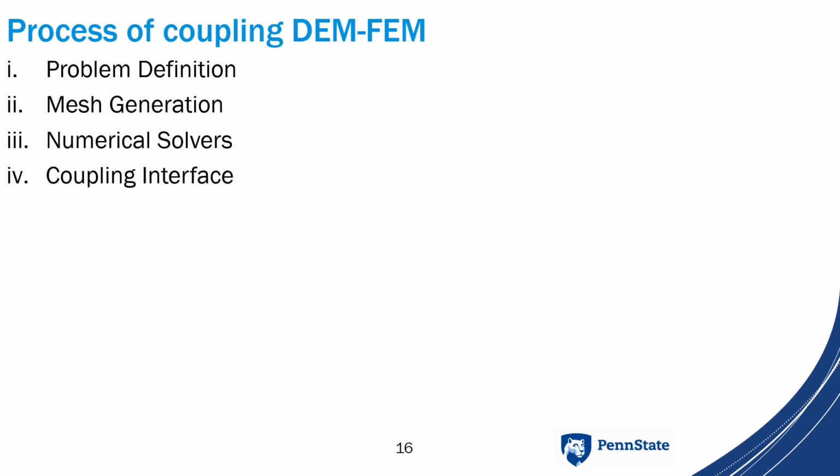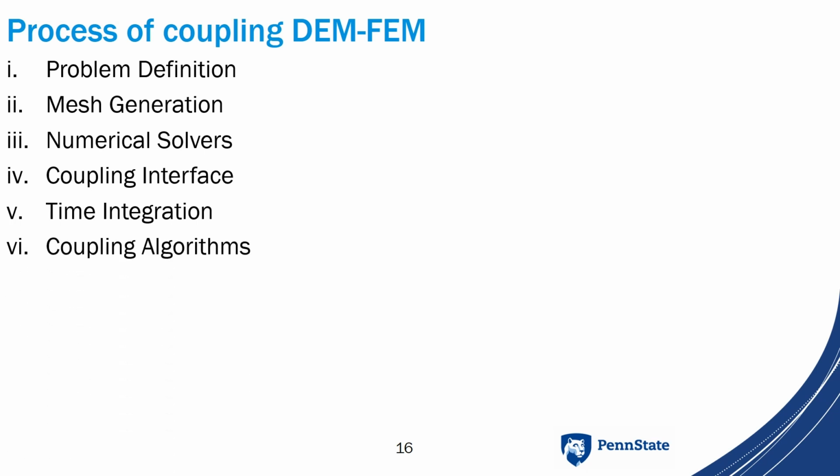Fourthly, we undertake the coupling interface. The coupling interface establishes communication between the FEM and DEM solvers, allowing them to exchange information such as forces, displacement, and boundary conditions at the interface between the continuum and discrete domains. And then we do time integration, which is a process of advancing the simulation in time to capture the dynamic behavior of the system. Both FEM and DEM simulations are advanced in time using numerical integration schemes such as explicit or implicit time-stepping methods.